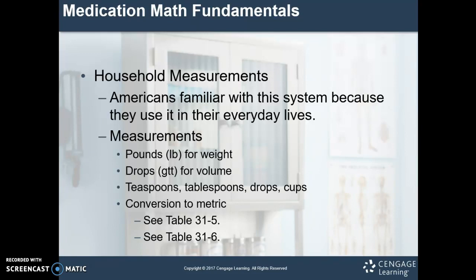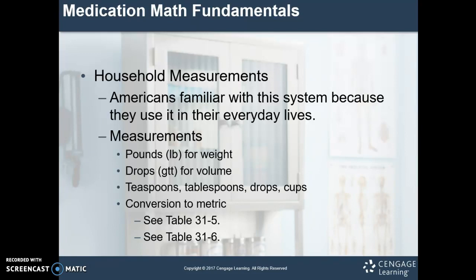So remember, kilograms are always going to be smaller. So if you're trying to go from pounds to kilograms, divide. And pounds are always going to be bigger. So if you're trying to go from kilograms to pounds, you want to multiply by 2.2. Last but not least, 2 tablespoons, 1 ounce. Table 31.5 talks a little bit about some more conversions. That has the pint, quart, cup reference.